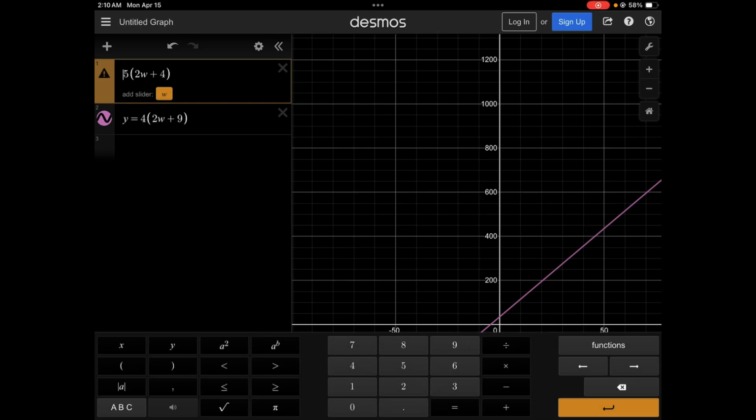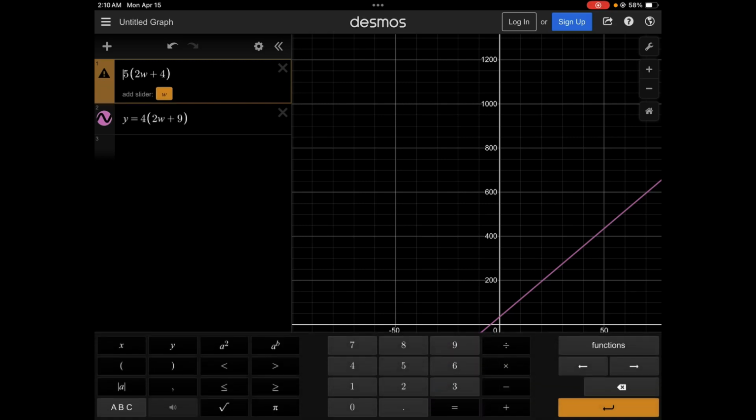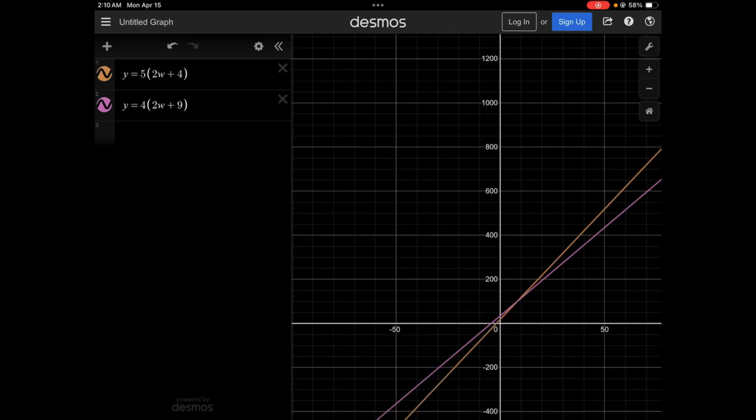Now, let's see what happens when you don't put the y. You always look at the message. Try adding y equals to the beginning of this equation. If you forget or if you don't know what's wrong, try to read the message.